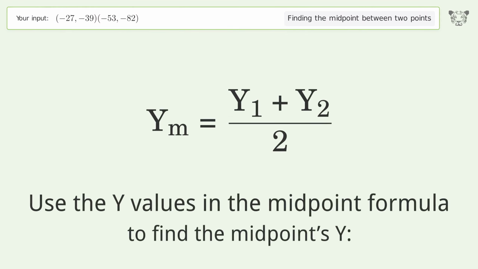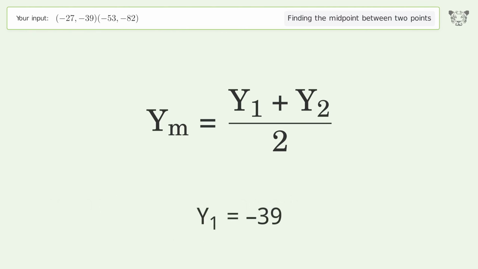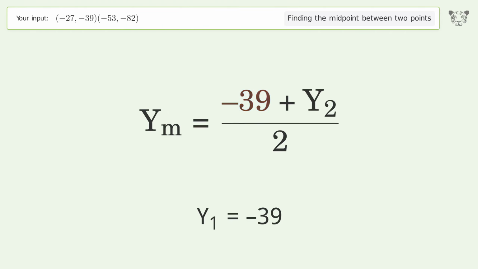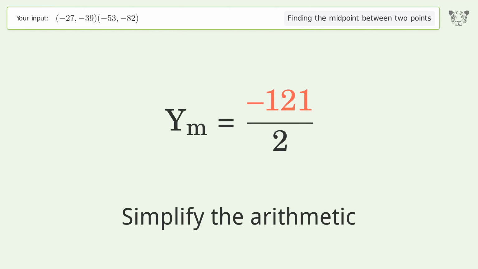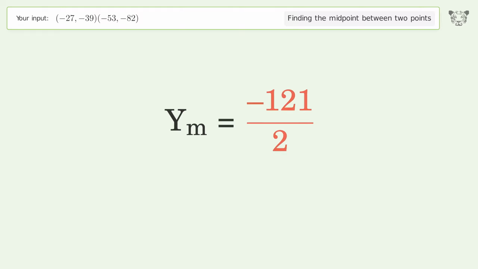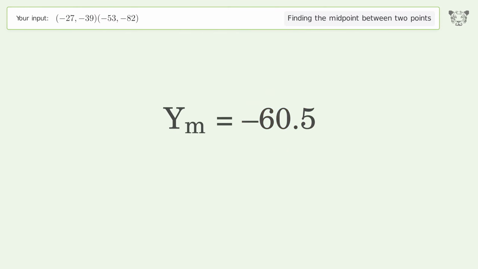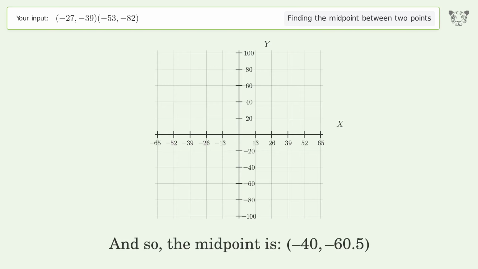Use the y values in the midpoint formula to find the midpoints y. y1 equals -39. y2 equals -82. Simplify the arithmetic. And so, the midpoint is -40, -60.5.